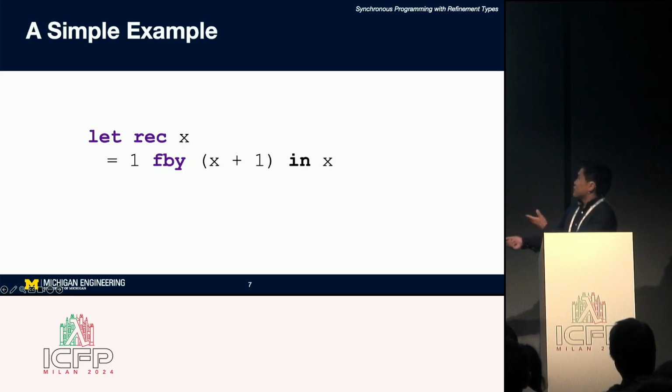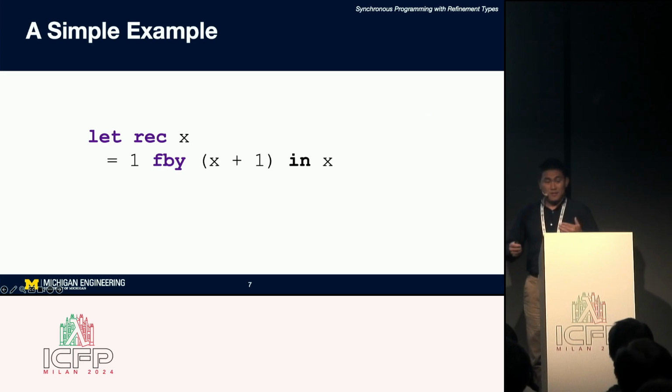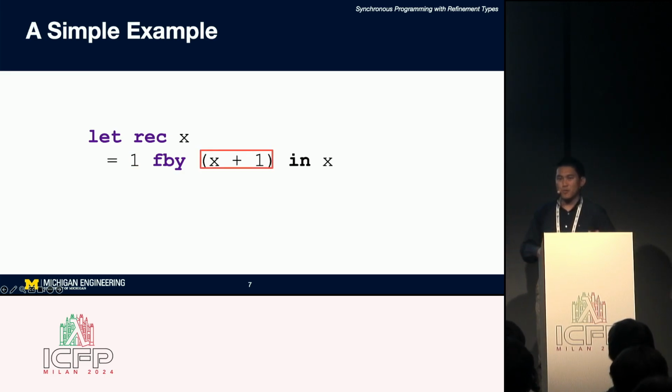So this is a simple Marvelous program here. Basically, we're defining the variable x as a stream that starts out looking like the number 1. And then for every time step after that, we define x as having the value of x plus 1 from the previous time step. Note the use of the unit delay or the followed-by operator here.